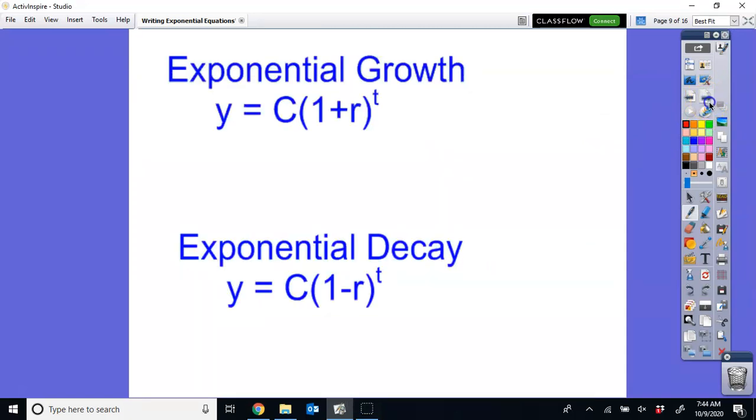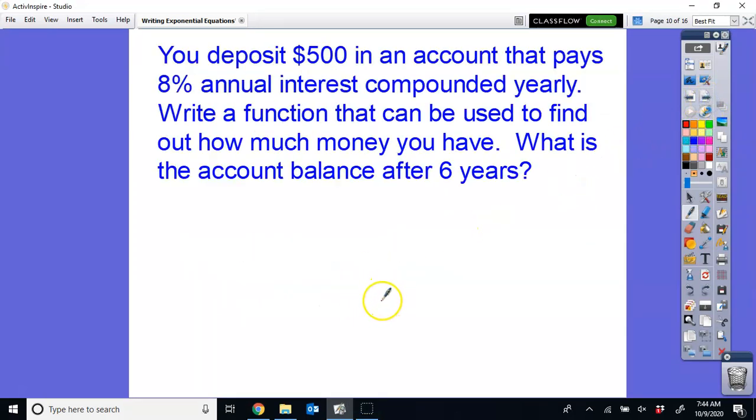Let's take a look at exponential growth for something like a bank account. This example says you deposit $500 into an account that pays 8% annual interest compounded yearly. Compounded yearly is a fancy way of saying the interest is added every year.